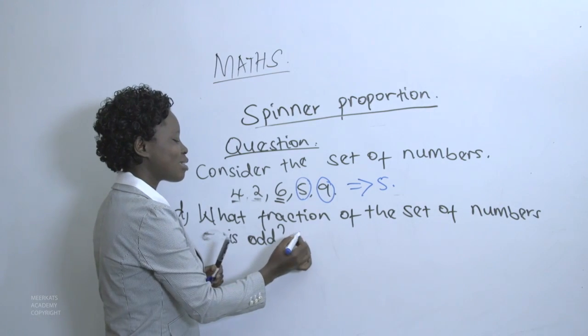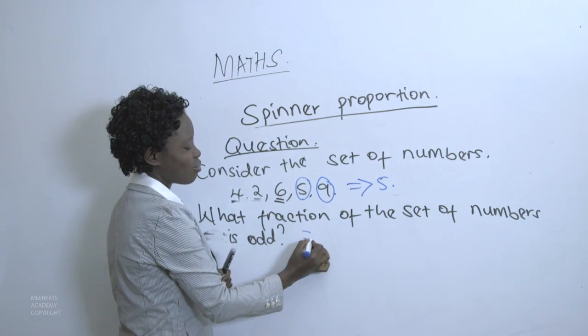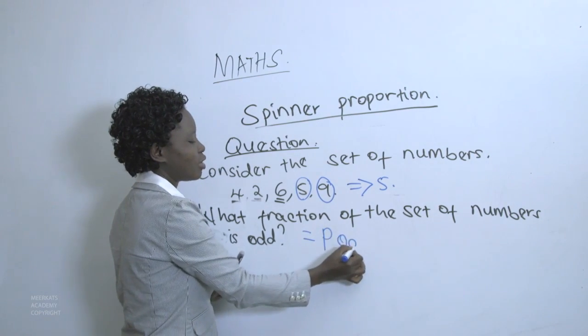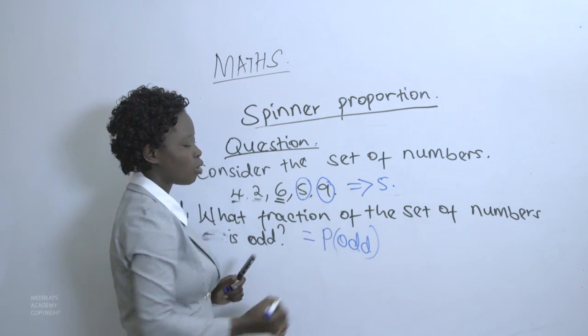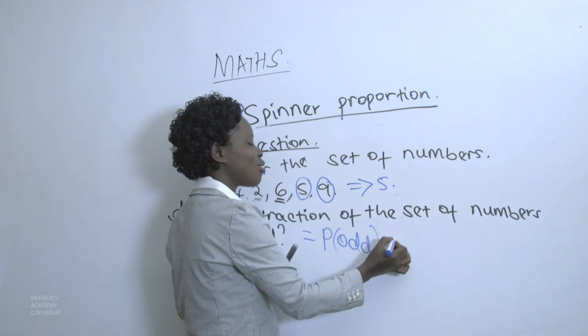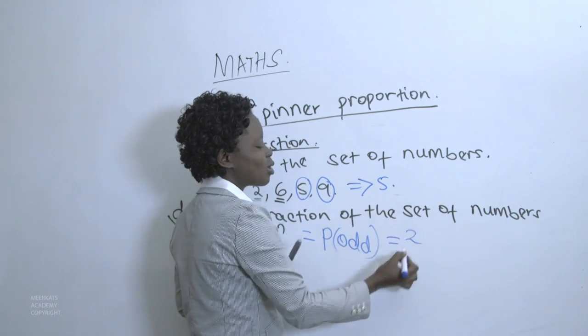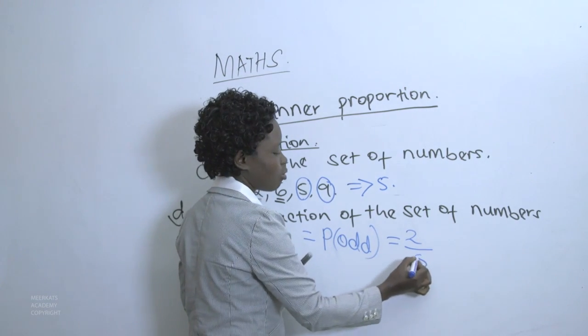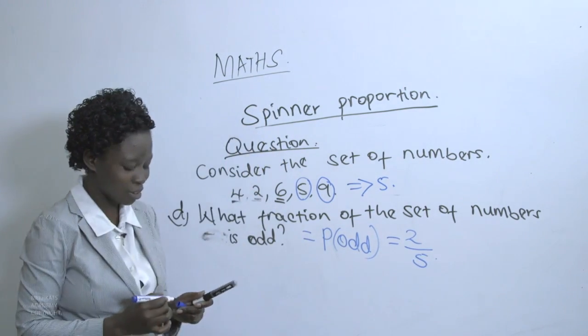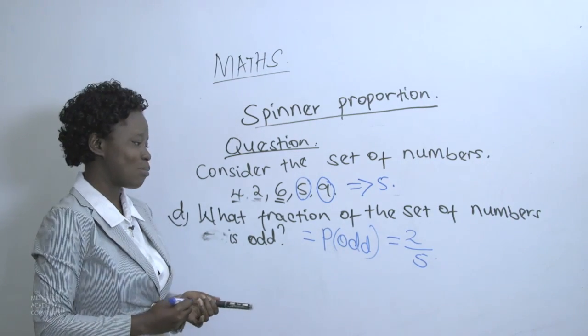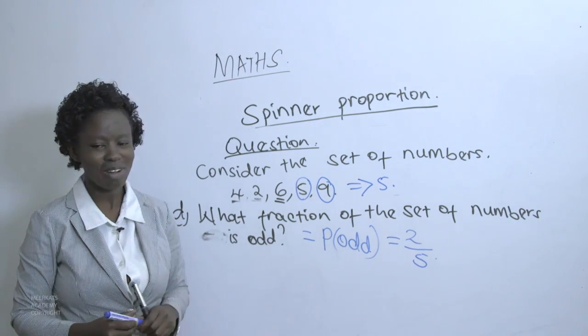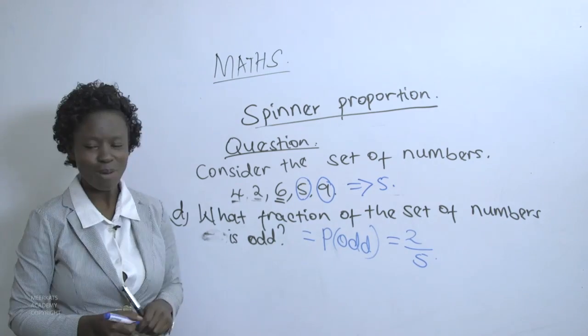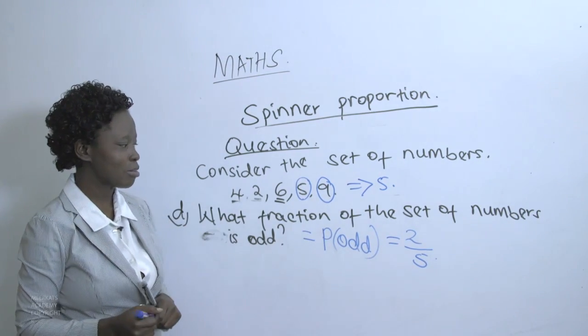So then it means the odd numbers that we have, so the probability of picking an odd number from this set is 2. Then the total number of numbers we have in that set is 5. So we get that the probability of getting an odd number is 2 over 5. So having the probability of getting the odd number as 2 over 5.